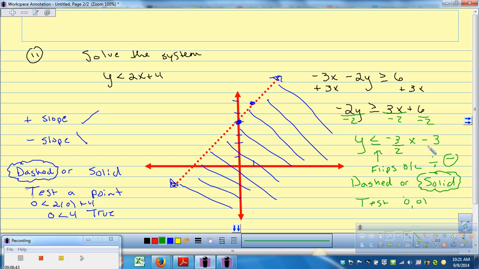Where do I go? Down 3. Down 3. 1, 2, 3. So point. Then up 3 over 2. Yep. But we need to make it look like a negative slope. So when I go up 3, which way do I go? Left 2. Very good. That's where that point is. We'll draw in that line. Dashed or solid? We said it should be solid, right?